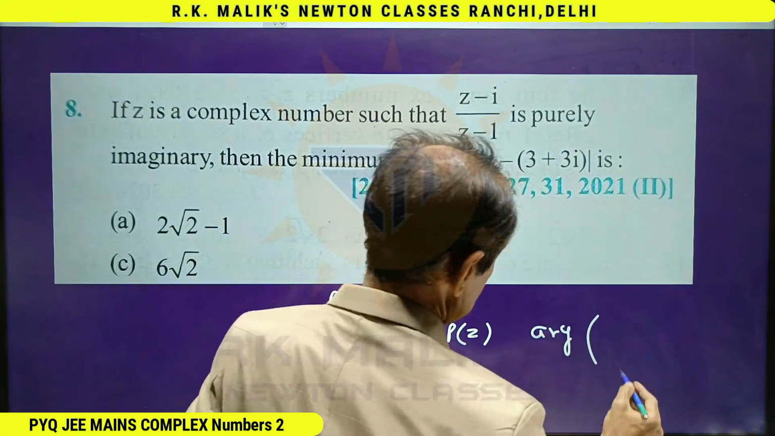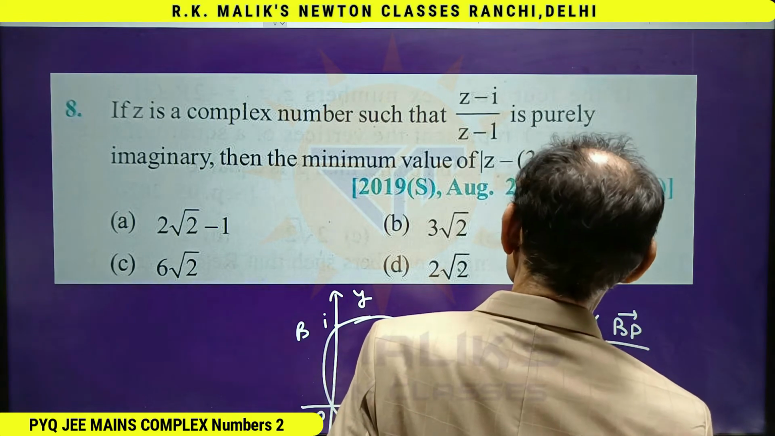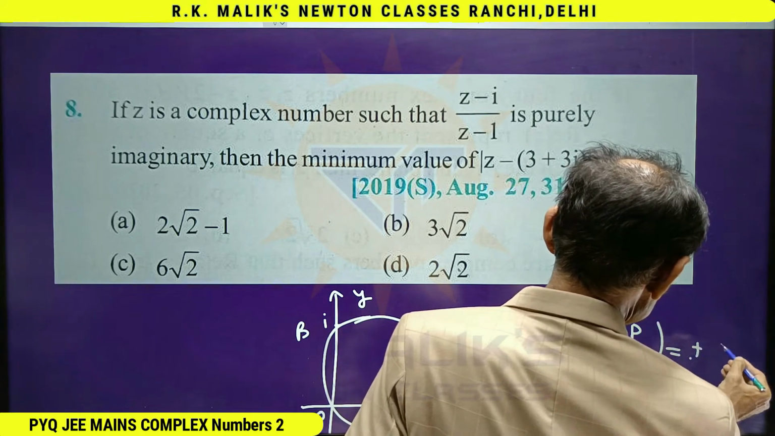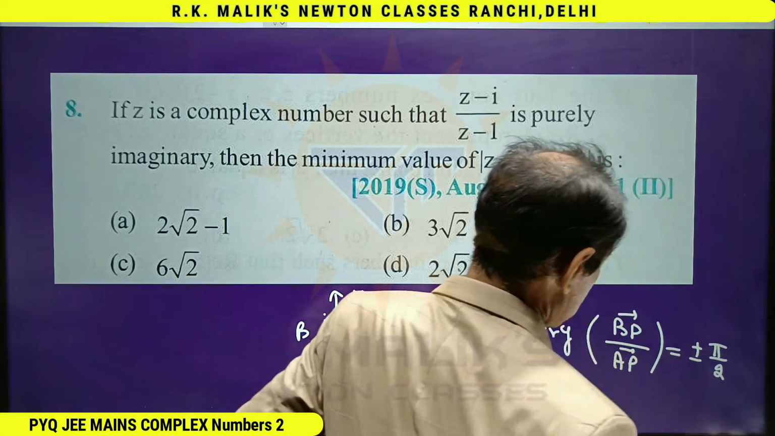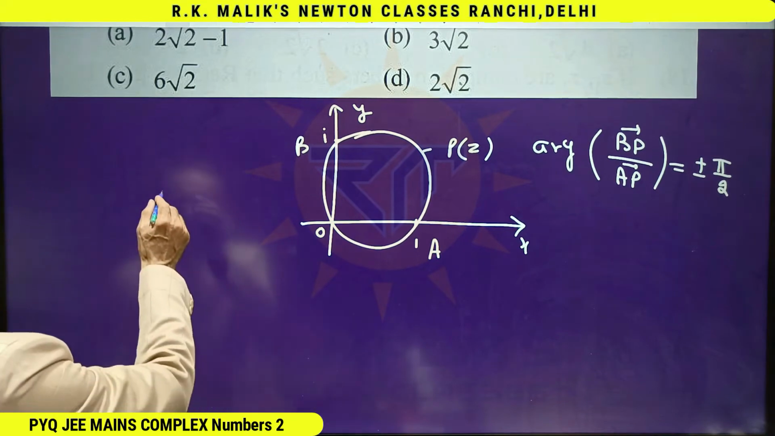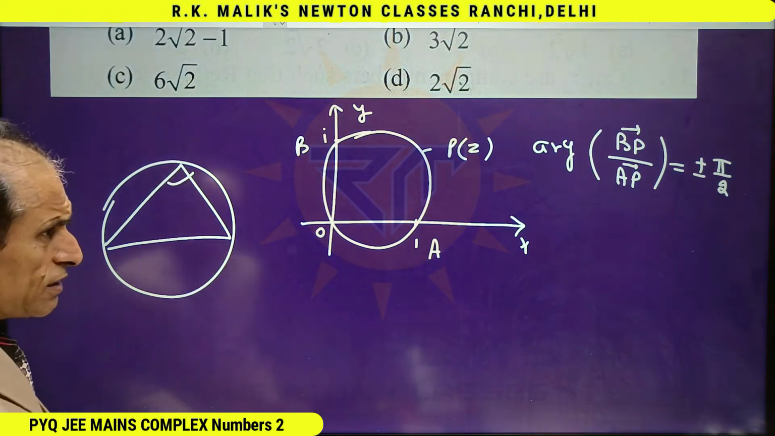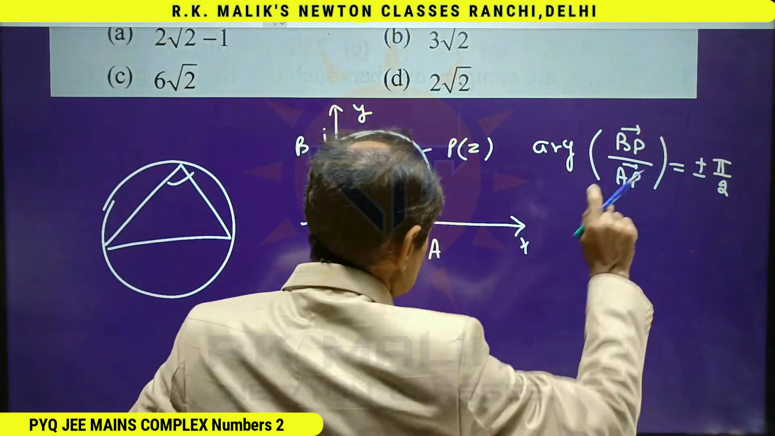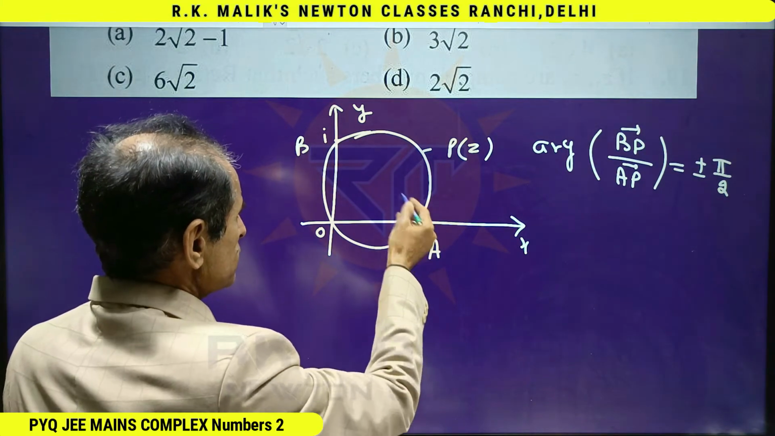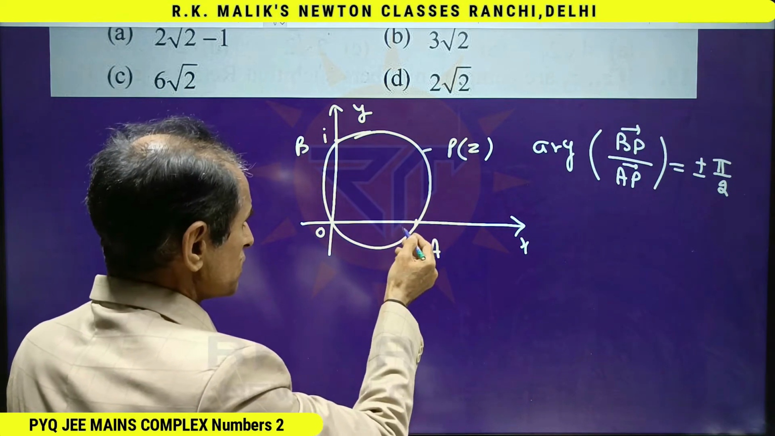the argument of the BP vector upon the AP vector will be plus minus pi by 2. And we know that the angle in a semicircle is always 90. If I take the argument as pi by 2, for pi by 2 you will get one semicircle, either this or this, and for minus pi by 2 you will get the other semicircle.